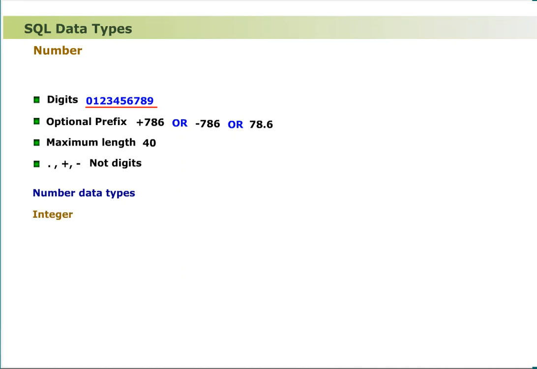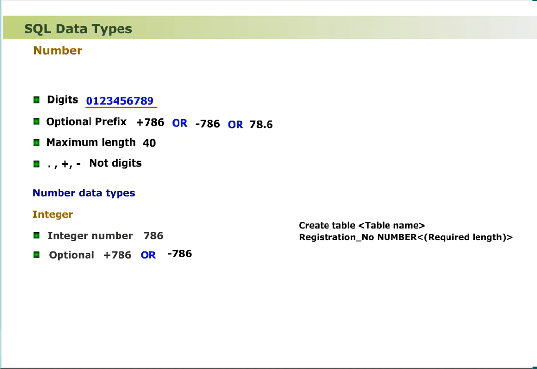Integer. The integer number data type consists of integer numbers with optional plus or minus sign. Here is the general form. The general form starts with a reserved word number followed by required length enclosed in parentheses.